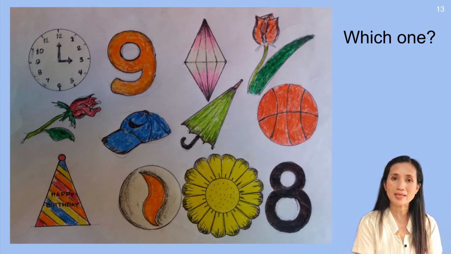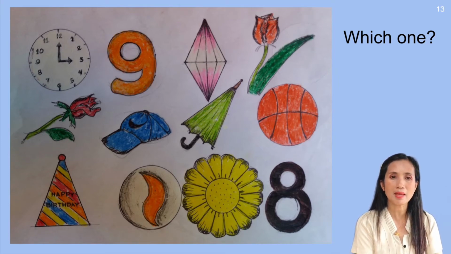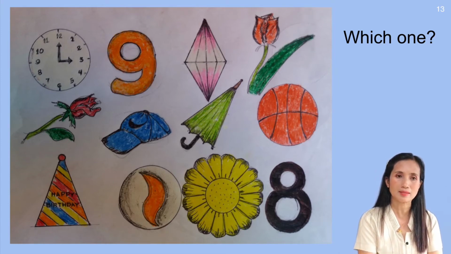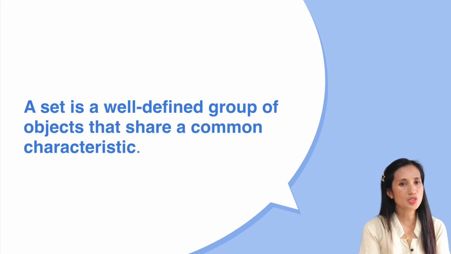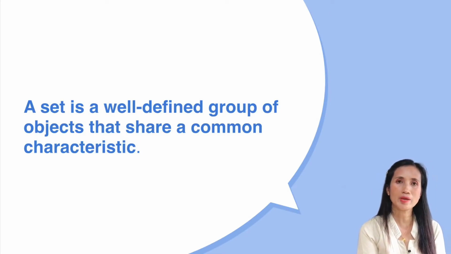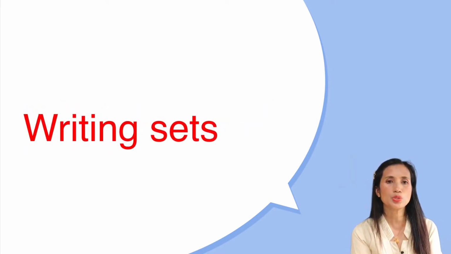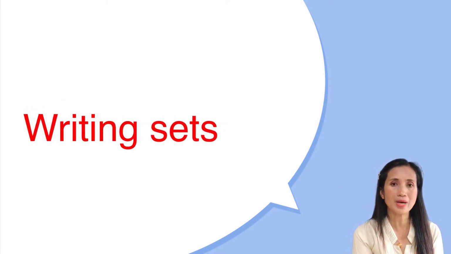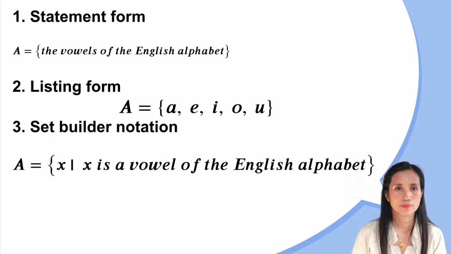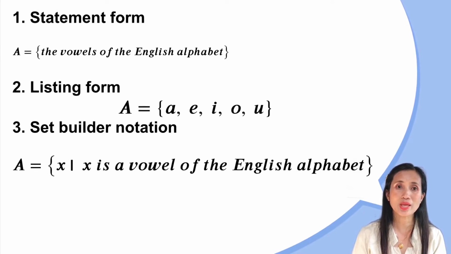If that's the case, then you are right. This object is not a member of those given sets. Hence, a set is a well-defined group of objects that share a common characteristic. Let me introduce to you the three methods of writing a set. These are the statement or descriptive form, roster or listing method, and the set builder notation.